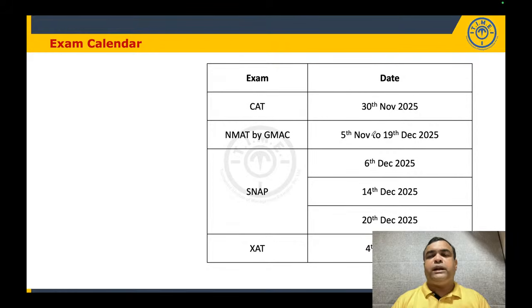And for SNAP there are 3 dates available, so you can take all 3 attempts. They will consider your best score. So this is just a simple exam calendar to give the idea about the exam schedule and what the dates are.